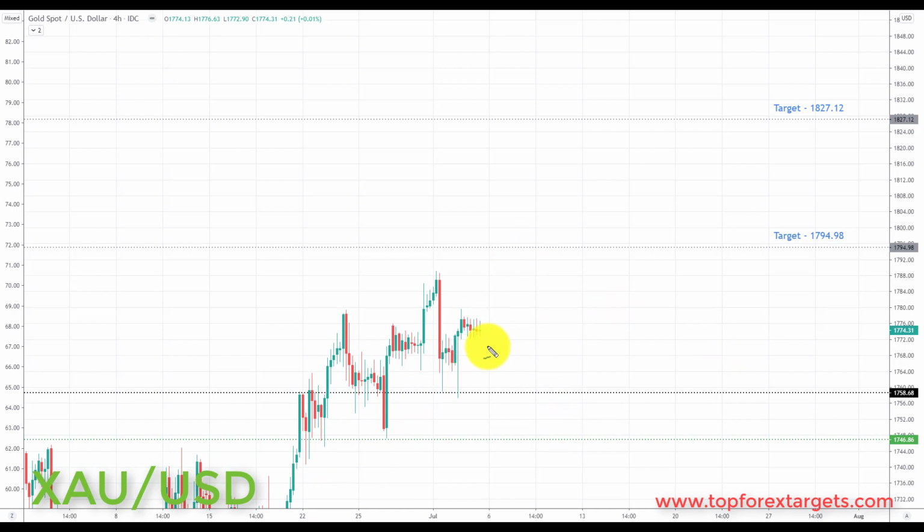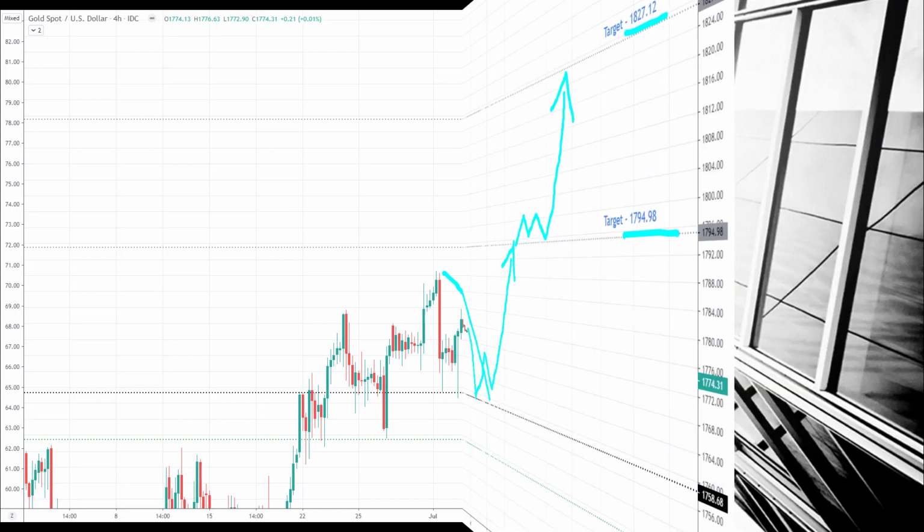What we'd like to see is any further pullback and retest of the 1758.68 in this market, which is going to be a great opportunity next week to start to look for bullish setups. And we're going to be looking at initiating longs up towards the next key of resistance to the upside and the target set from last week, the 1794.98. And if we can get a break through here, we're going to be looking up towards the next key of resistance to the upside and target 2, at the 1827.12.